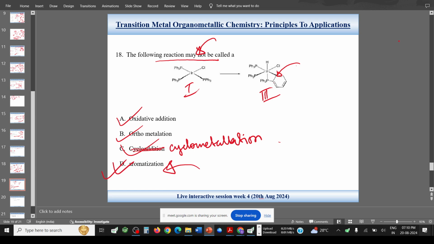This is not an aromatization reaction because here everything is aromatic. We are not breaking or making an aromatic ring. So the right answer is option D. Okay.